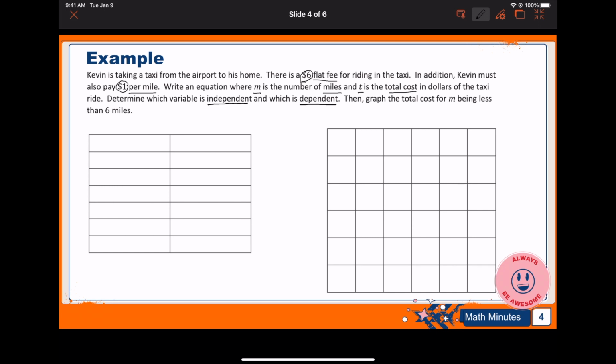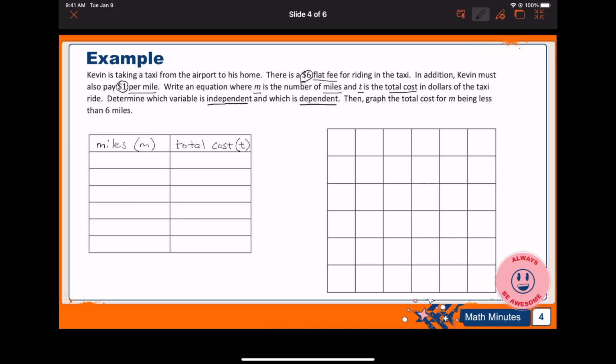So miles is going to be my independent variable, which is my input or x variable. So that's going to go on the left side of my table here. So I have miles, which is m. And then my dependent variable is going to be my total cost, which is t. Okay, and I can go ahead.